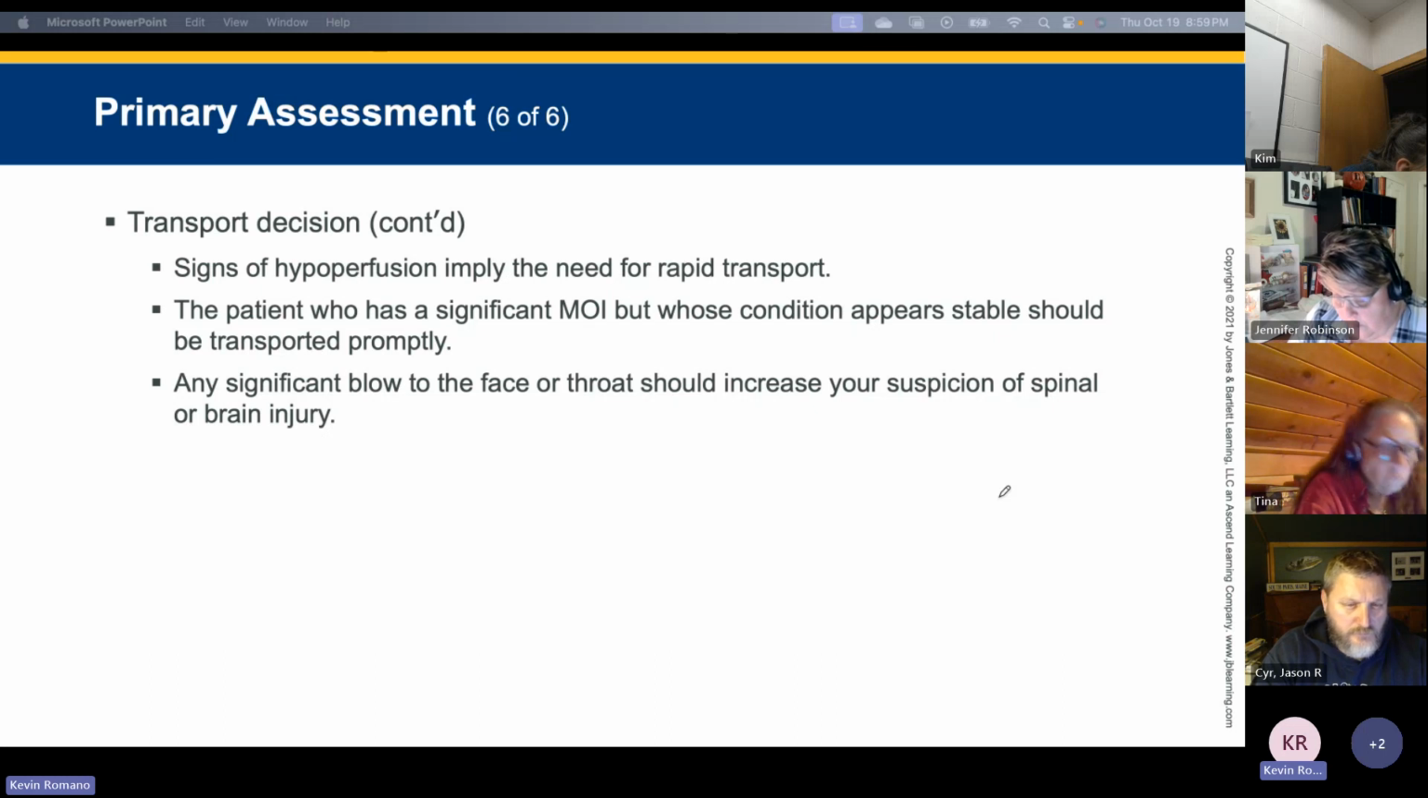Remember that a significant blow to the face or to the throat should increase your suspicion of a spinal or brain injury as well. So even if the patient has no signs of hypoperfusion or other life-threatening injuries, there is a possibility of eye injuries as well. So just make sure you're taking a look, do a full assessment, touch and palpate to see what hurts and what may be broken.